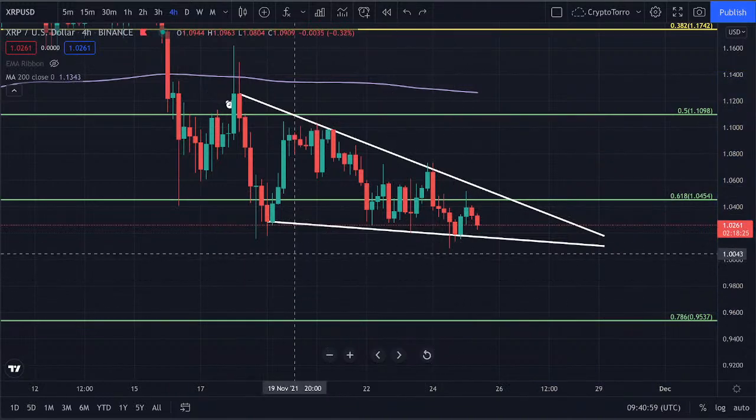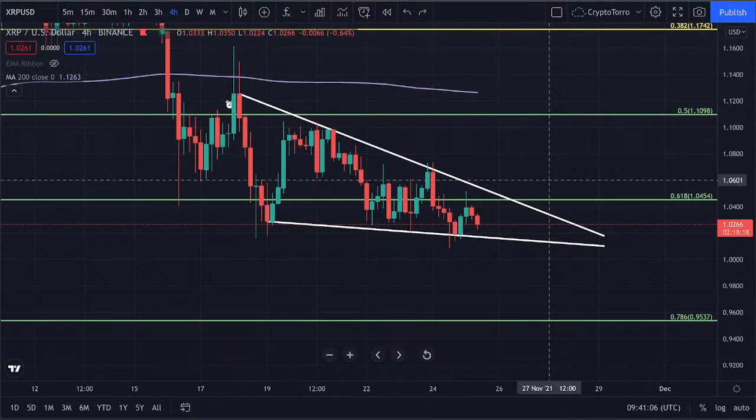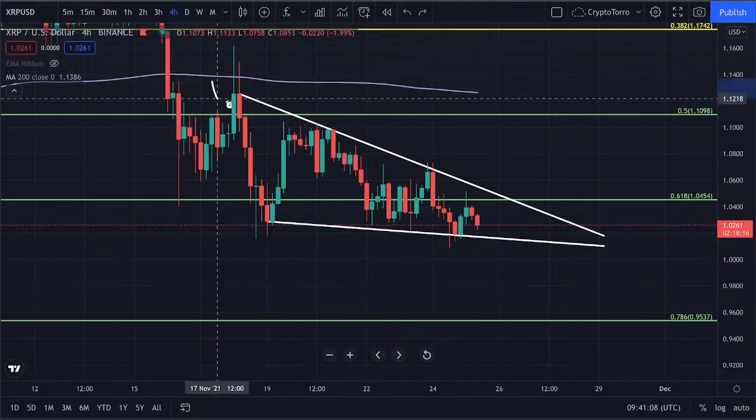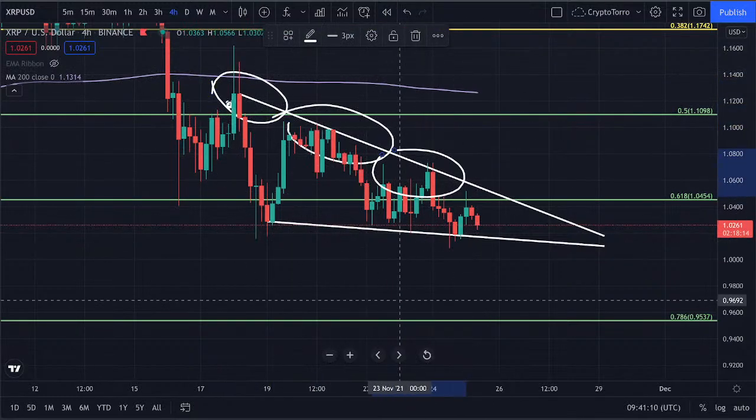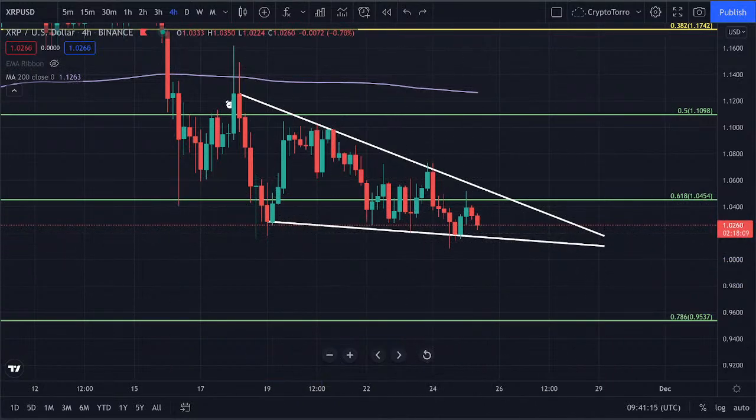On XRP. I was still a little bit stuck in the past, still talking about Cardano. But what you can clearly see is that we have seen multiple touch points below this descending resistance. We have seen as well multiple touch points on top of this descending support, and let's discuss what the price target is going to be.